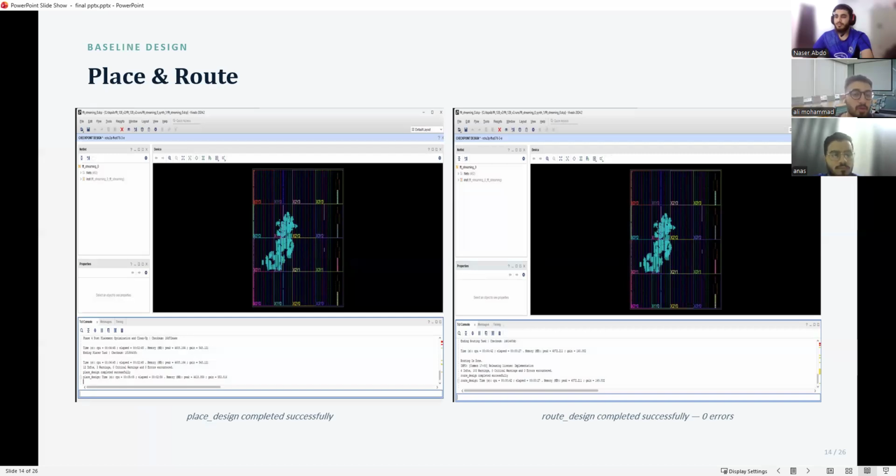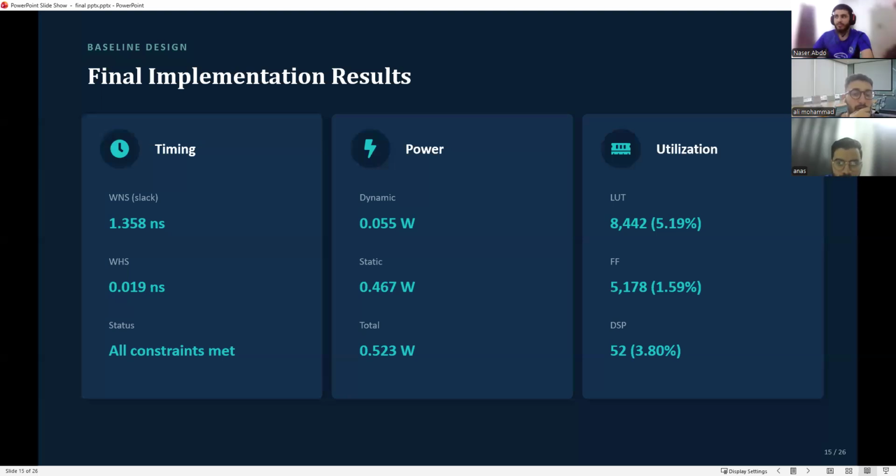Okay, so place and route. That's the next step. We have both processes completed successfully without any errors. As you can see, this means the design could be successfully mapped onto the FPGA and all connections are routed correctly. Next.